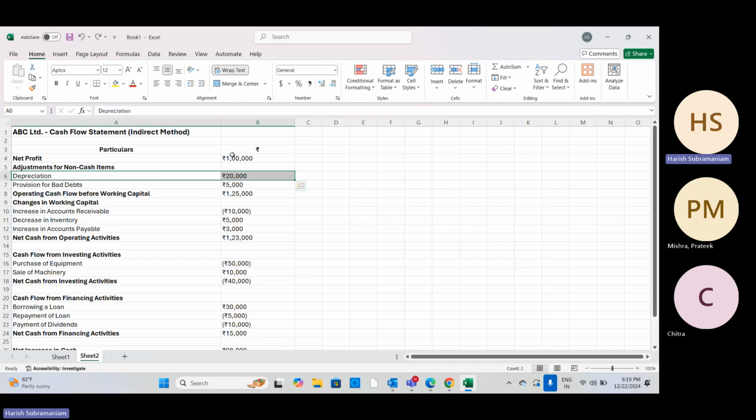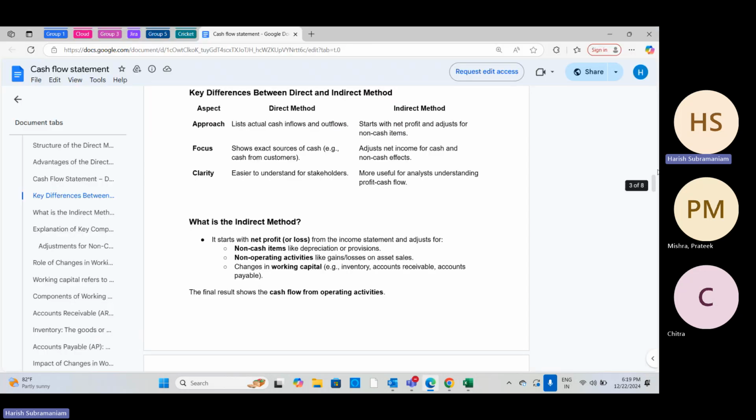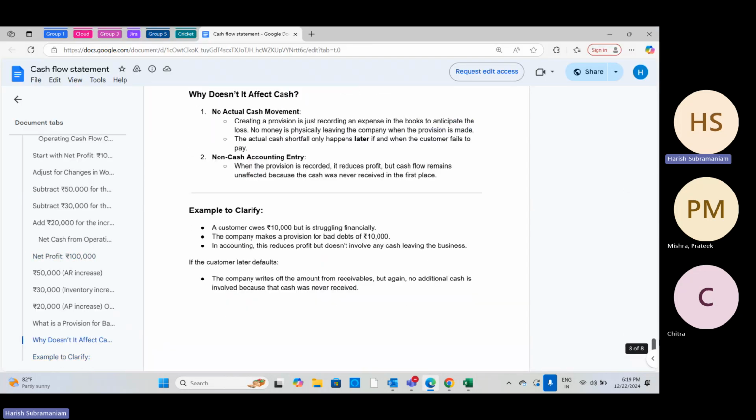And then in this net profit, there is something called depreciation, which we have seen. We are adding the depreciation because the money hasn't actually gone. Then let's say that there is a provision for bad debt. So what is provision for bad debt? We'll just go down and see it.